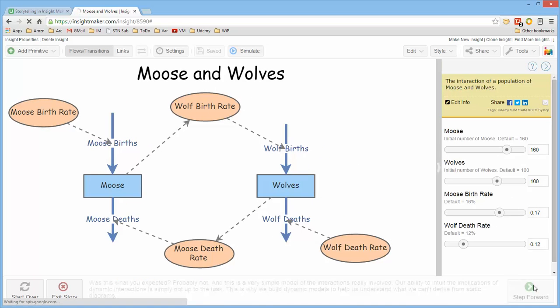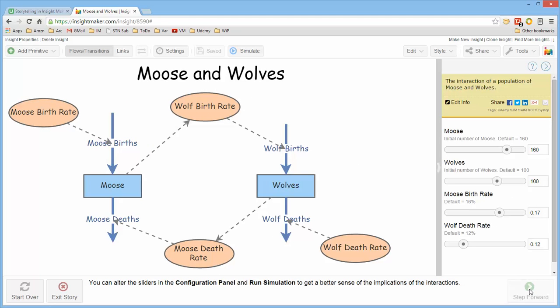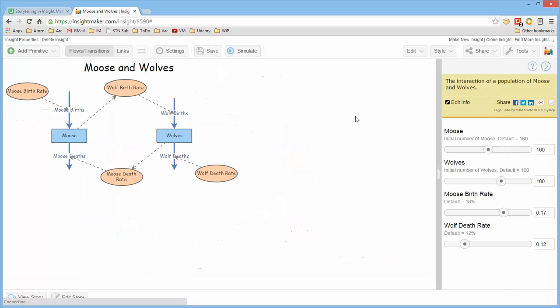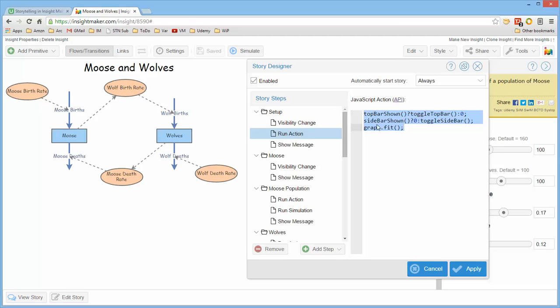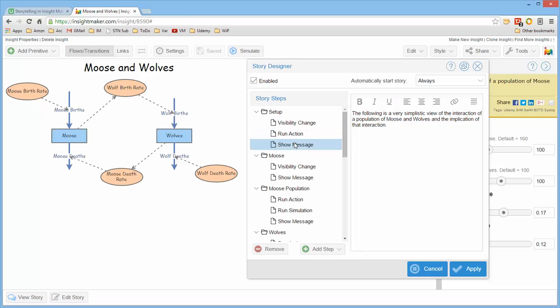Oh, and then it gets to a point where it simply allows the person to interact and change the parameters and run the simulation. What's different about the story for this is that it sets up and initially hides everything. And here's the typical setup to hide the top bar and make sure the sidebar shows, and the message about it.